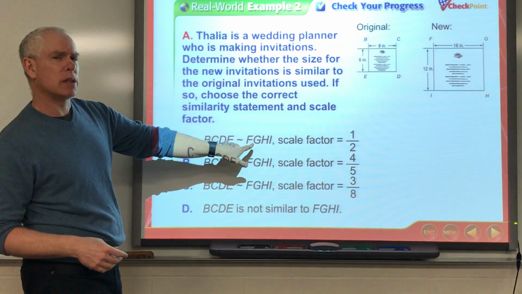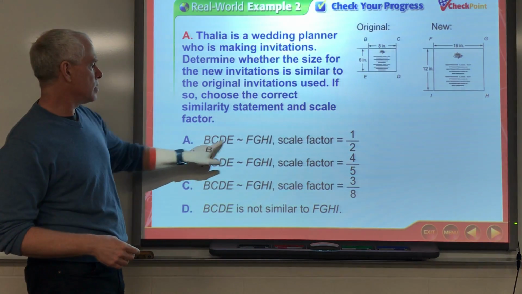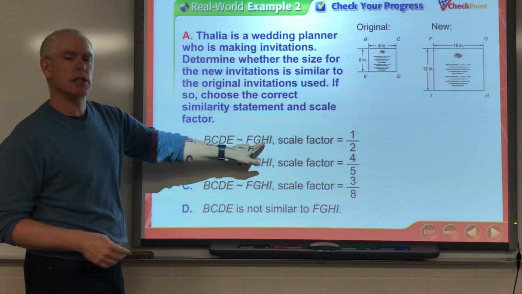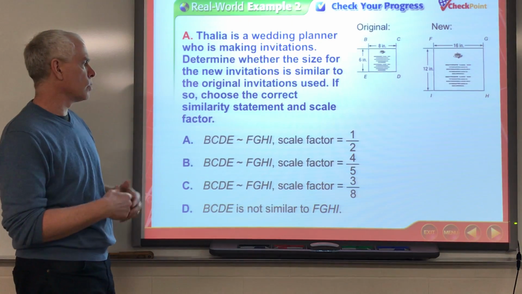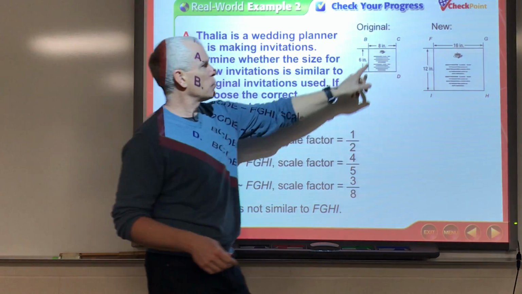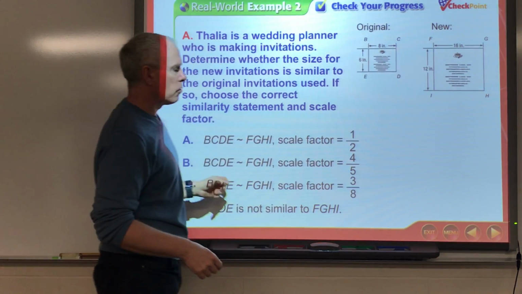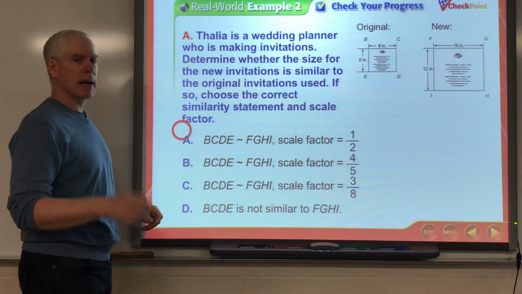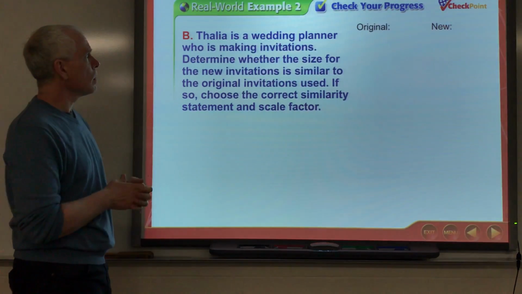The order that I put these matters, because again, BC and FG have to correspond, CD and GH have to correspond, so the order that I put those is important. And that scale factor is 1/2. 8 over 16 simplifies to 1/2. So if you guys got A, nice job. All right.